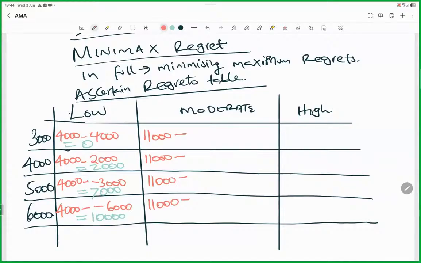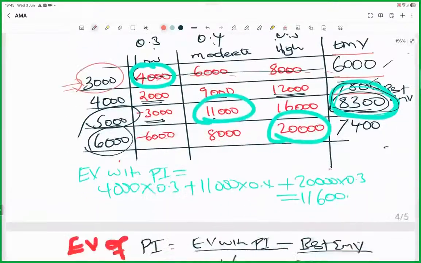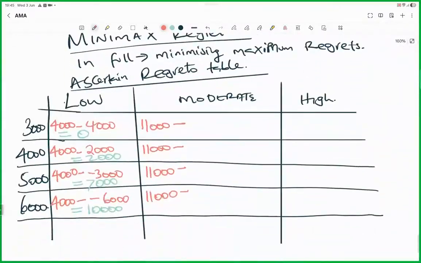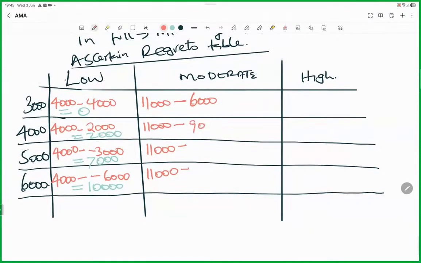And then from there, we subtract the now existing payoffs, isn't it? Less existing payoffs. Are you able to see them? 6,000, 9,000, 11,000, 8,000.